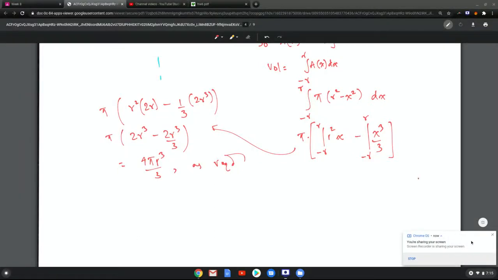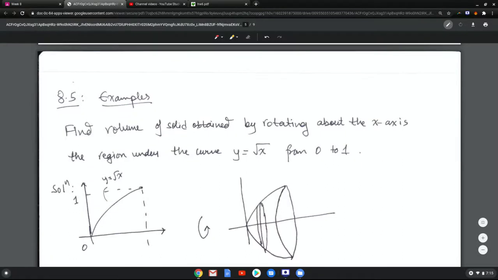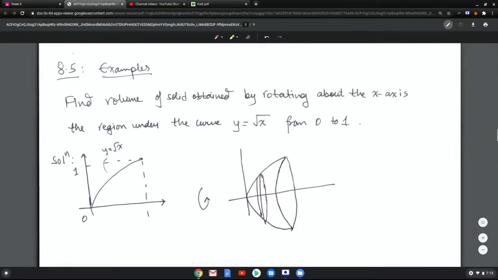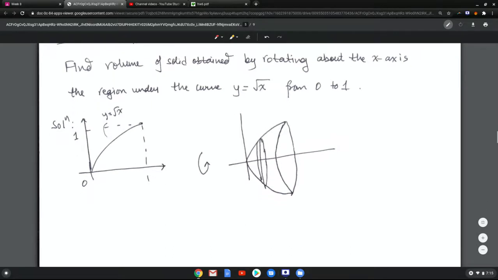The next example is a typical problem that comes up when we find volumes. One way of obtaining a solid is by rotating an existing graph about a particular axis. So for example, find the volume of the solid obtained by rotating about the x-axis the region under the curve y equals root x from 0 to 1. You can imagine if I take this curve and rotate it around the x-axis, I'm going to get a shape something like this.